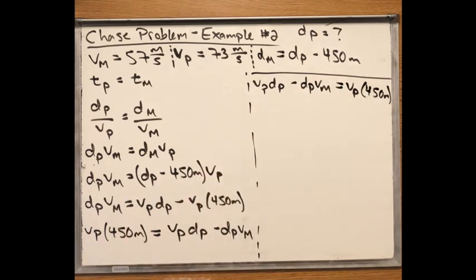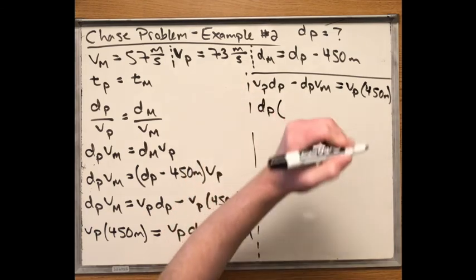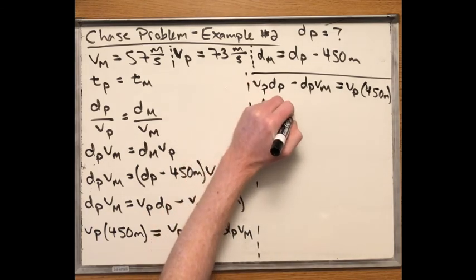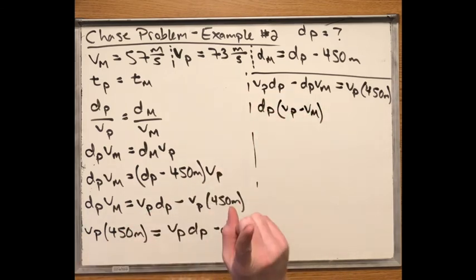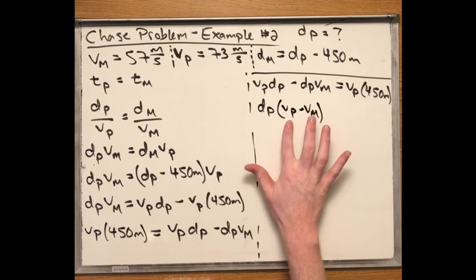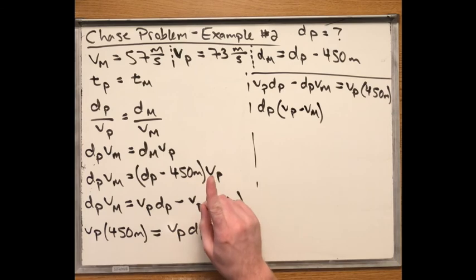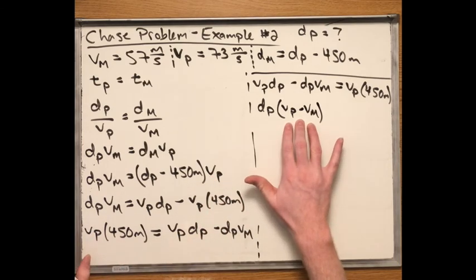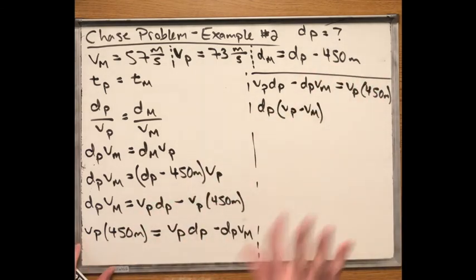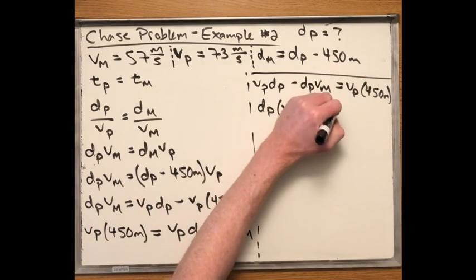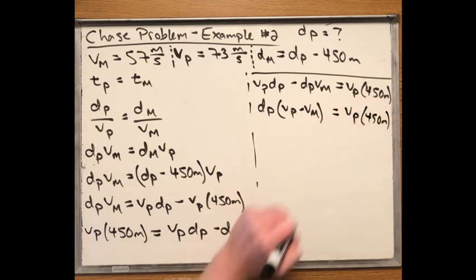And in order to solve this for the distance traveled by the police officer, I just have to factor it out. Both terms have a dP, factor it out. That gives me VP minus VM. This is what I was talking about before, by the way. Notice VP is bigger than VM, so that difference will be positive. If you did it the other way, this would have been negative. That would have canceled that negative sign over there. It's not impossible, it's just a little annoying. And then that's equal to VP times 450 meters.